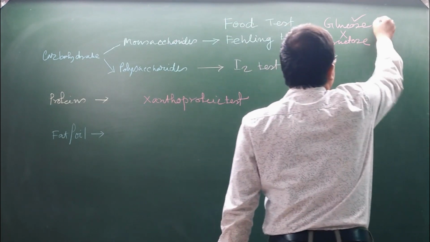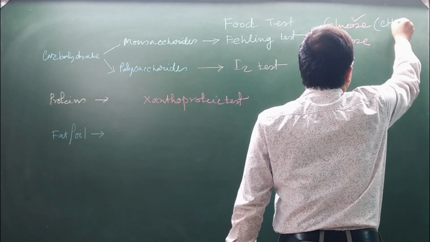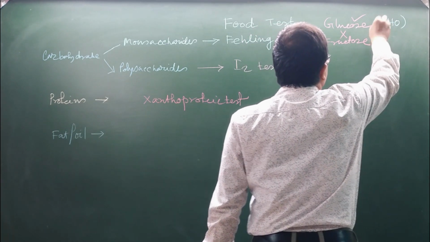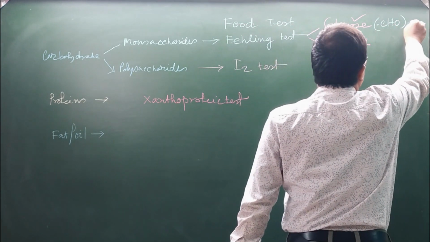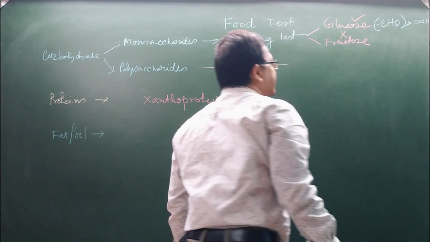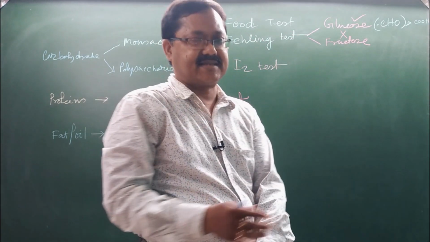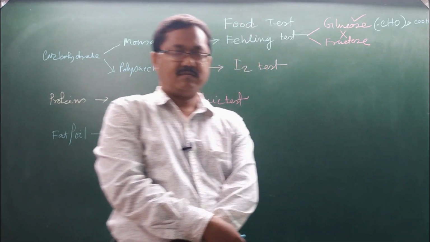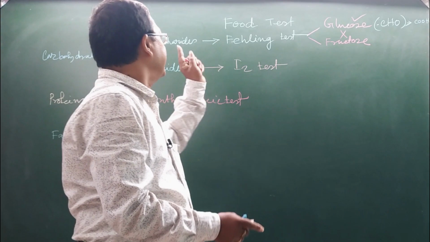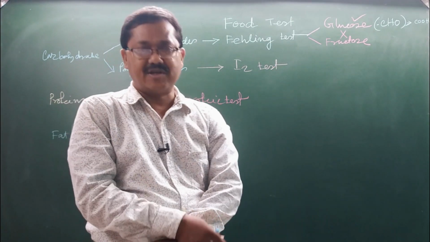Glucose contains the functional group aldehyde, the CHO group. This CHO group is easily converted into COOH form. This process helps glucose to be identified by changing its color when we add Fehling reagent.